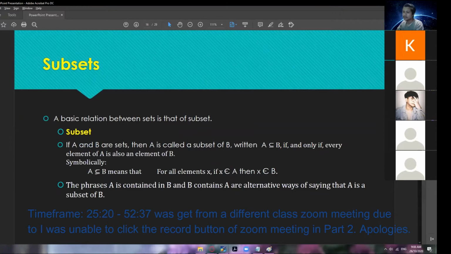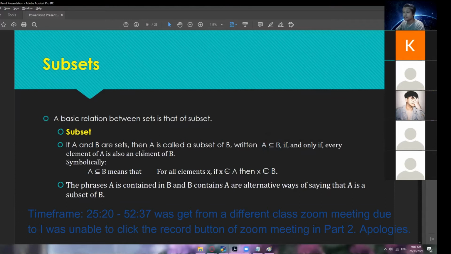Again, ito yung symbol ng subset. The phrases "A is contained in B" and "B contains A" are alternative ways of saying that A is a subset of B. Vice versa. Ang mahalaga lang naman is yung nasa left side, lahat ng elements nung nasa left side, which is A, is also in B. So we could say that A is a subset of B. Pero kapag merong isa na hindi mahanap sa set B, we could not say that this is a subset of set B.